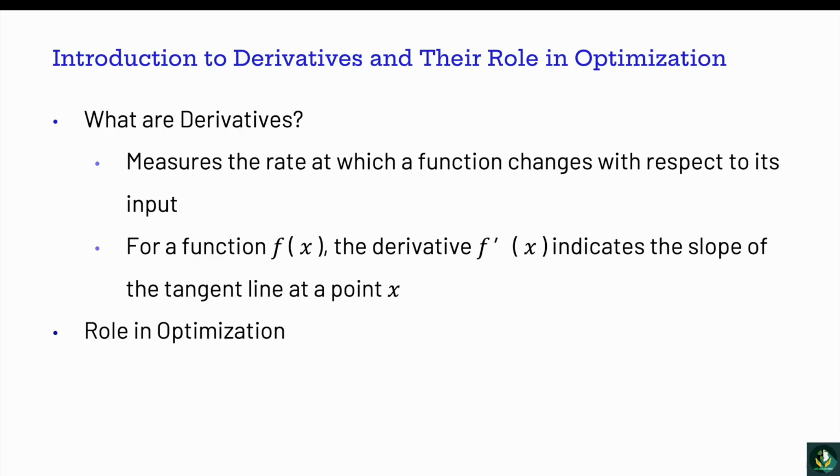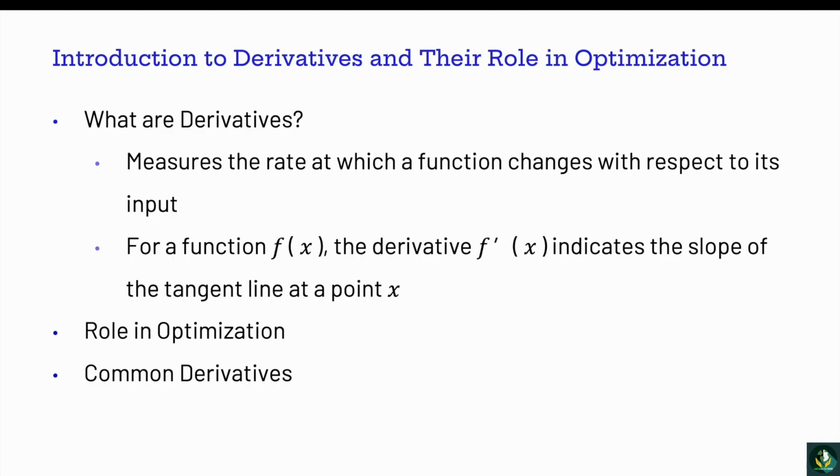Let's look at the role of optimization for derivatives. Derivatives are used to minimize or maximize a function, which is critical in machine learning for optimizing loss functions. An example is the loss function in linear regression, which measures the error. Derivatives help find the direction to adjust parameters to minimize this error.